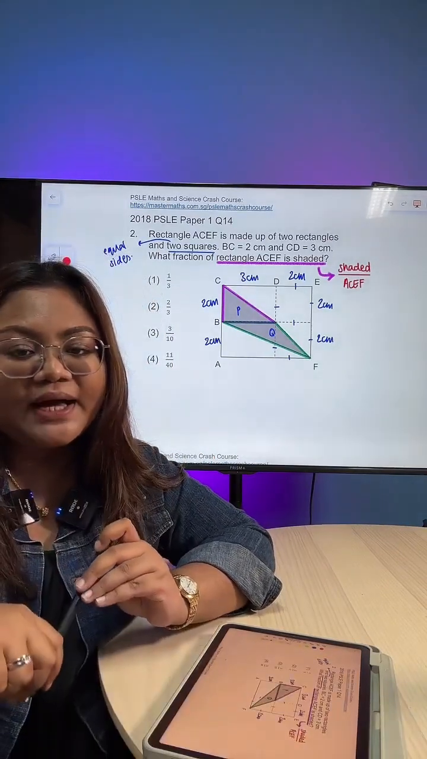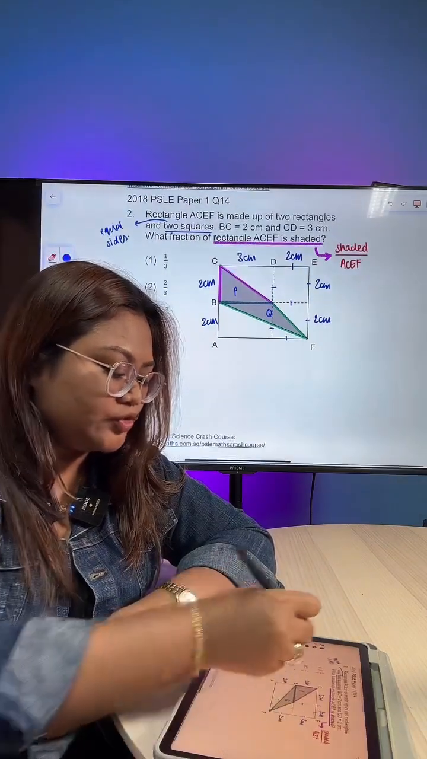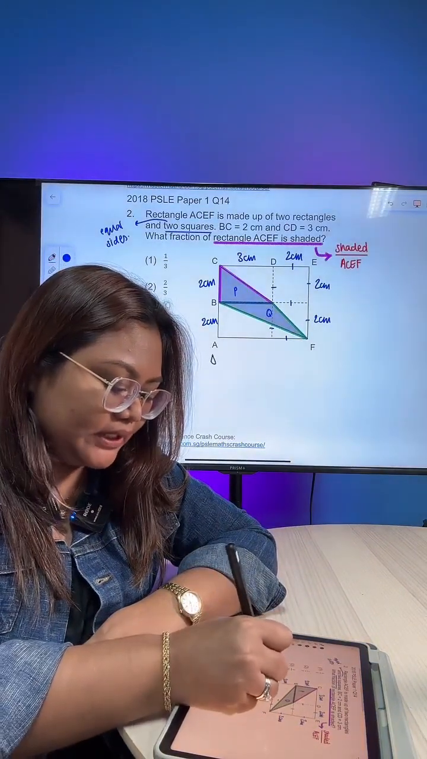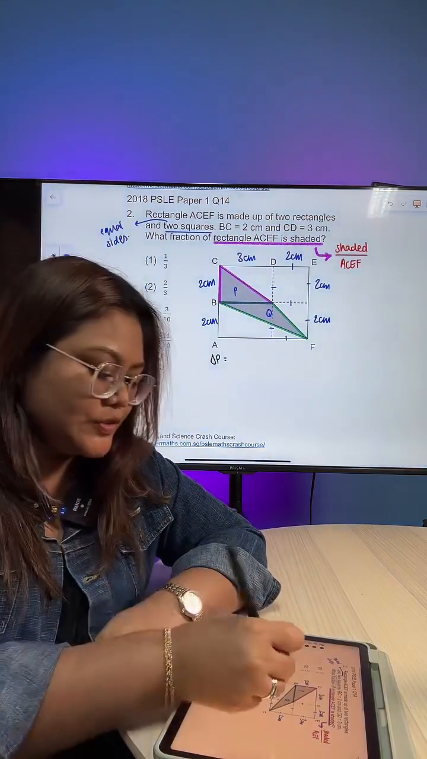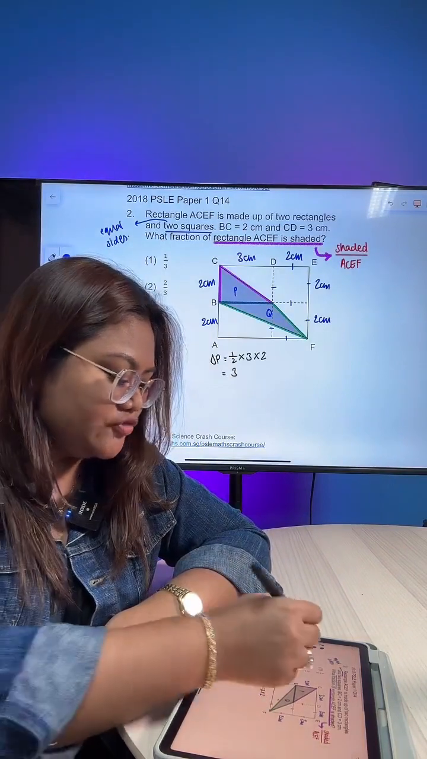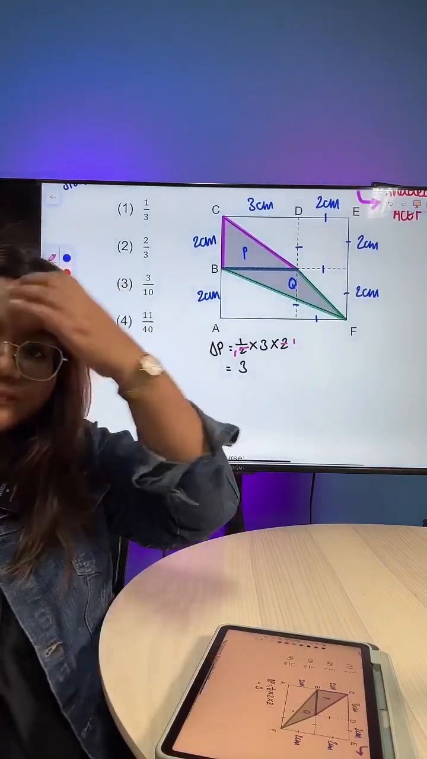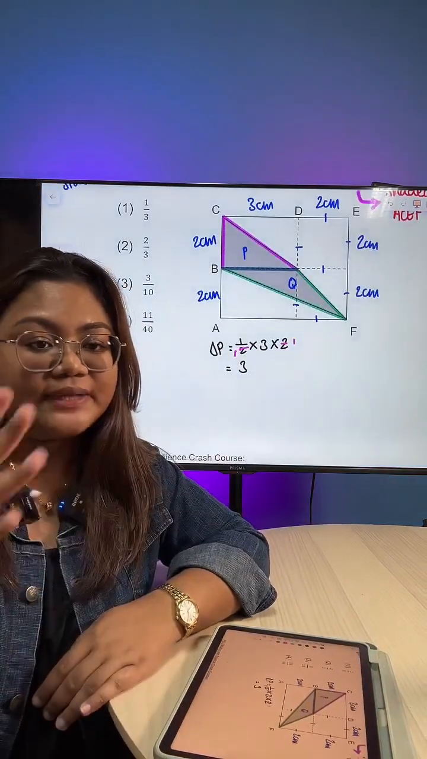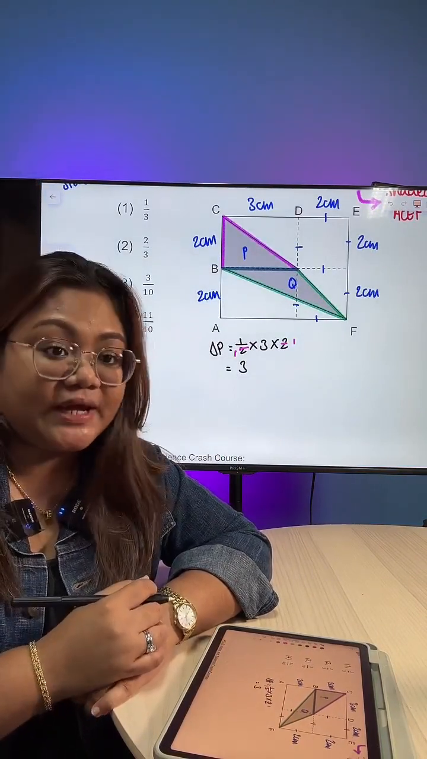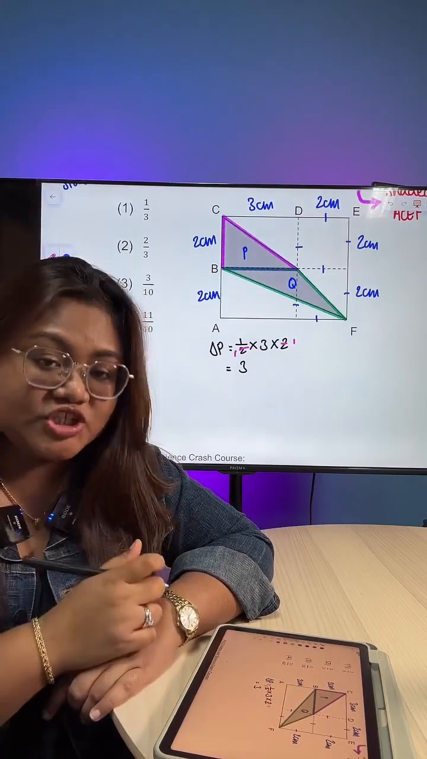Okay, so the shaded part is the two triangles. So let's focus on the two triangles. Alright, shaded part for triangle P, that's half base height. So half times base 3 times height 2 to give us 3. Cancel, cancel, cross cancellation. Can understand? Half times 3 times 2 will give us 3. Okay, this is on area of triangles, yeah? We are focusing on proportion of a figure that is shaded here, okay?